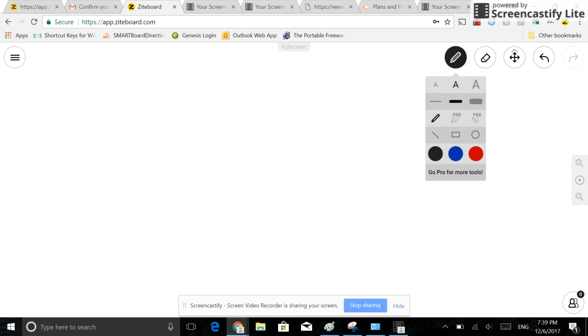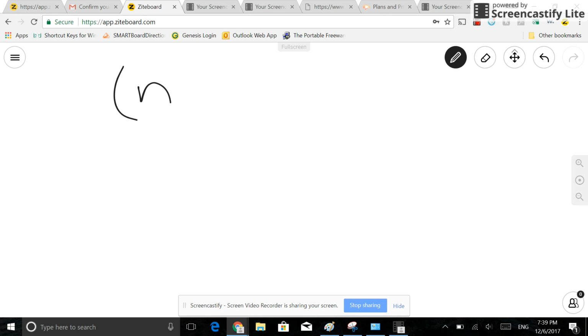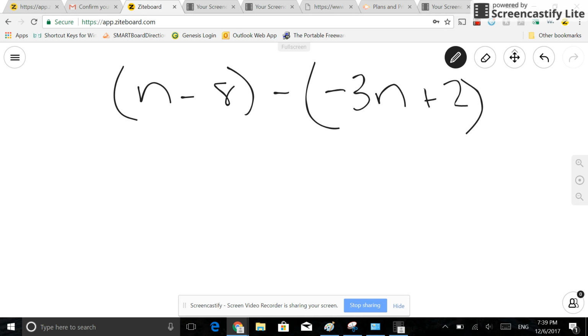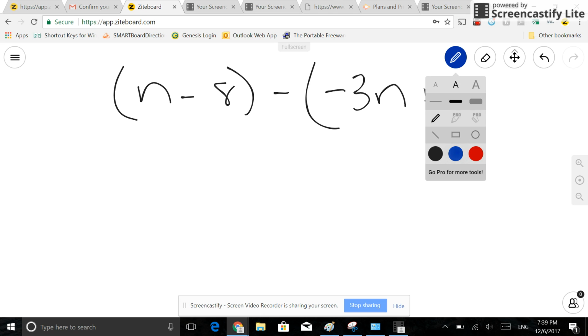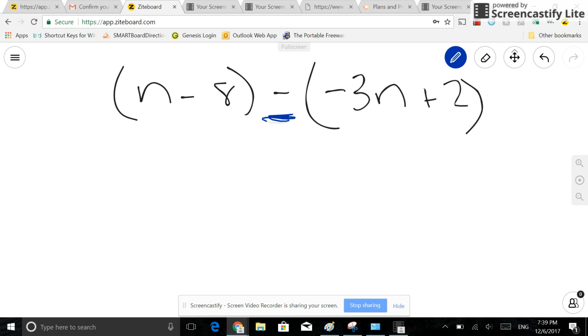Okay, our next example we have n minus 8 minus negative 3n plus 2. Now this is a little bit different from the last problem because we have this negative sign. Or not negative, subtraction sign, negative sign, however you want to think of it. In the last problem, we had a plus in there, so it didn't matter the order that we added them. Now though, we have a minus sign, or a negative, and now the order does matter.